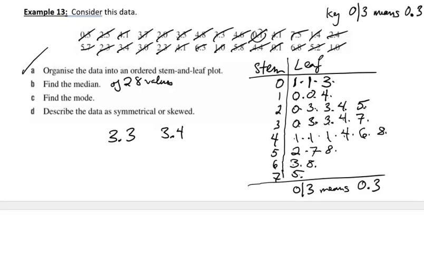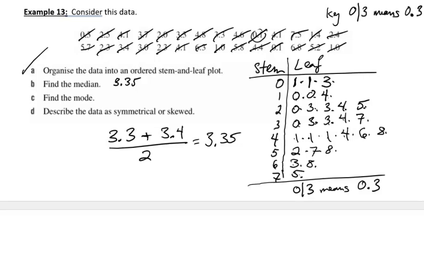So you remember when we have an even number of values, we're going to find the average of those two, sorry to say the mean of those two. So the median equals 3.35, halfway between those two. So our median is 3.35.